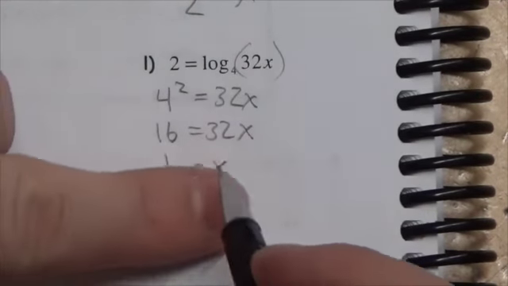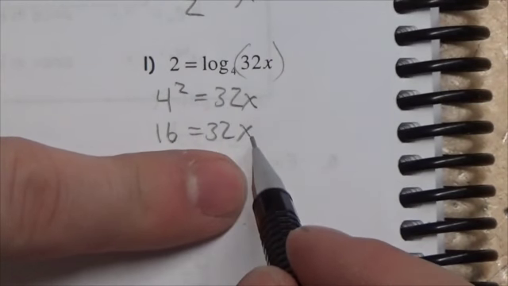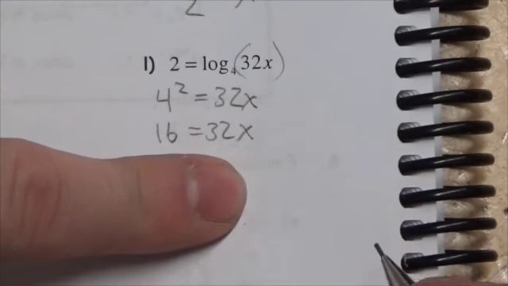You can always check it too here. If you thought the answer was 2, just plug 2 back in here. 32 times 2 does not equal 16. Okay, just check your answer.